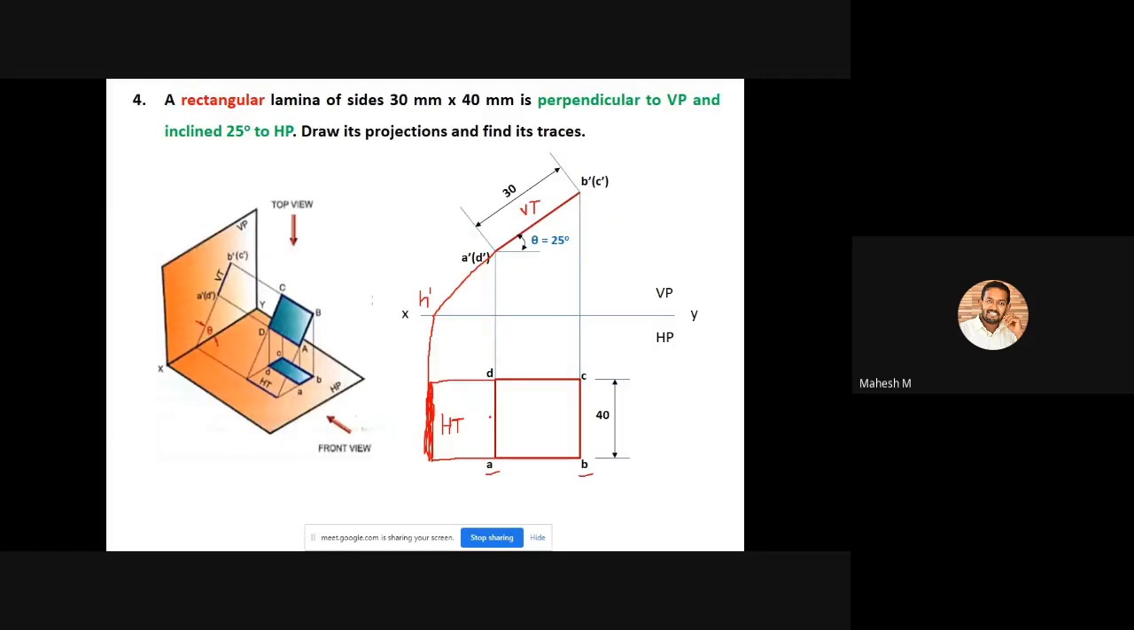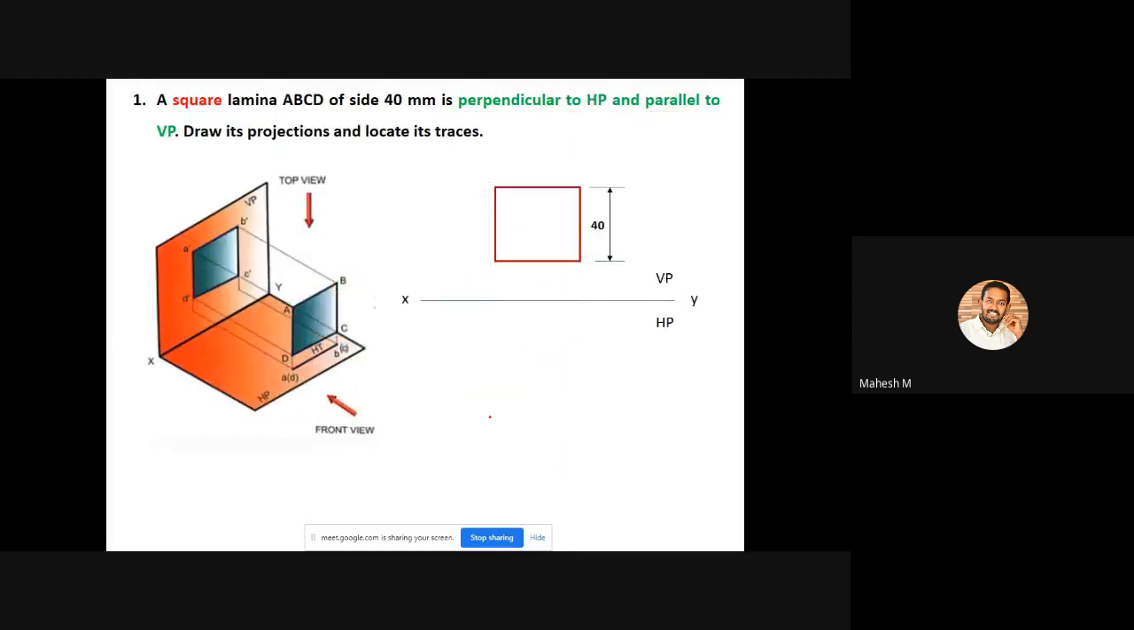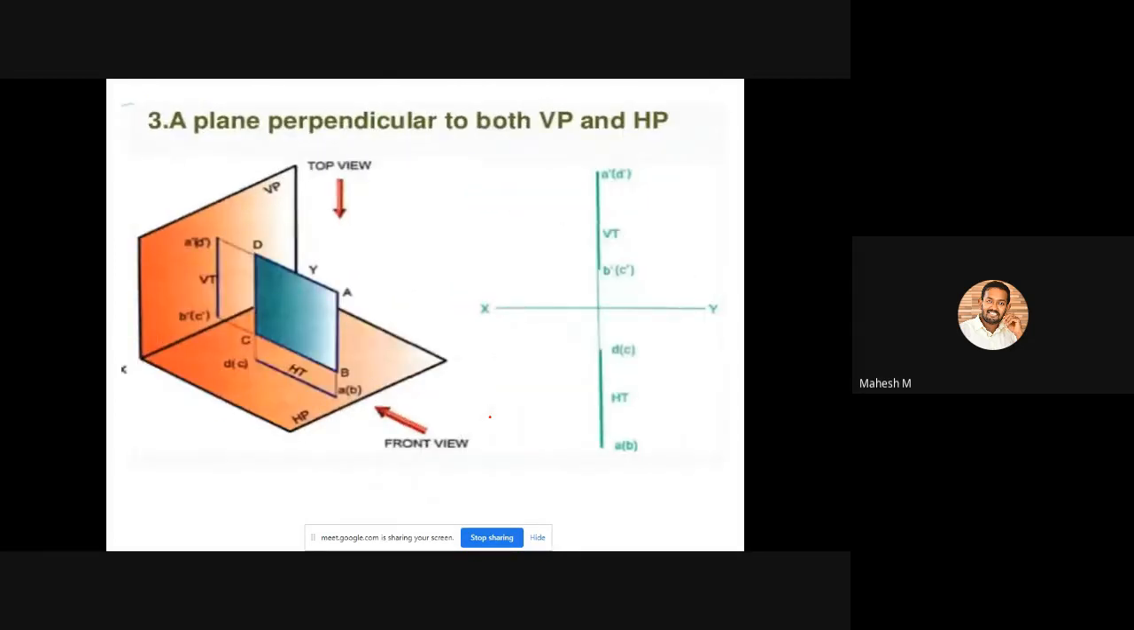So I said that no problem is given regarding the third case, correct? There is no problem regarding the third case, because in the third case the plane is perpendicular to both HP and VP. So since it is perpendicular to both HP and VP, you will be getting only two vertical lines. So let me go to that case. This is our third case, the plane perpendicular to both VP and HP. You will be getting two vertical lines, so we can't see the plane in this diagram.